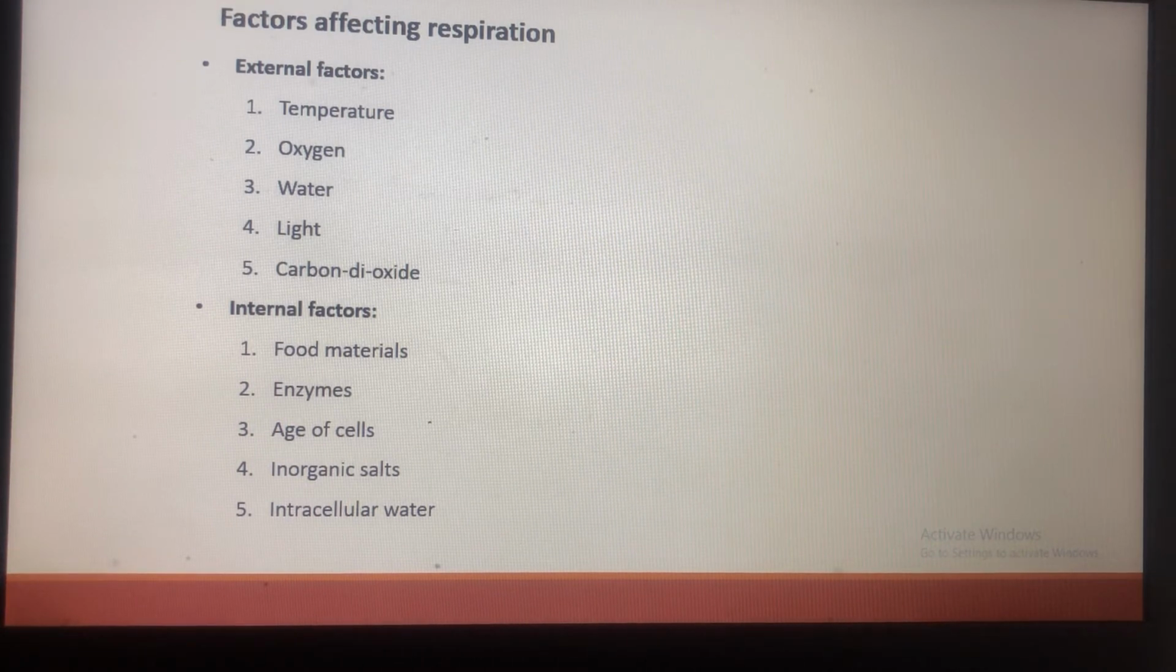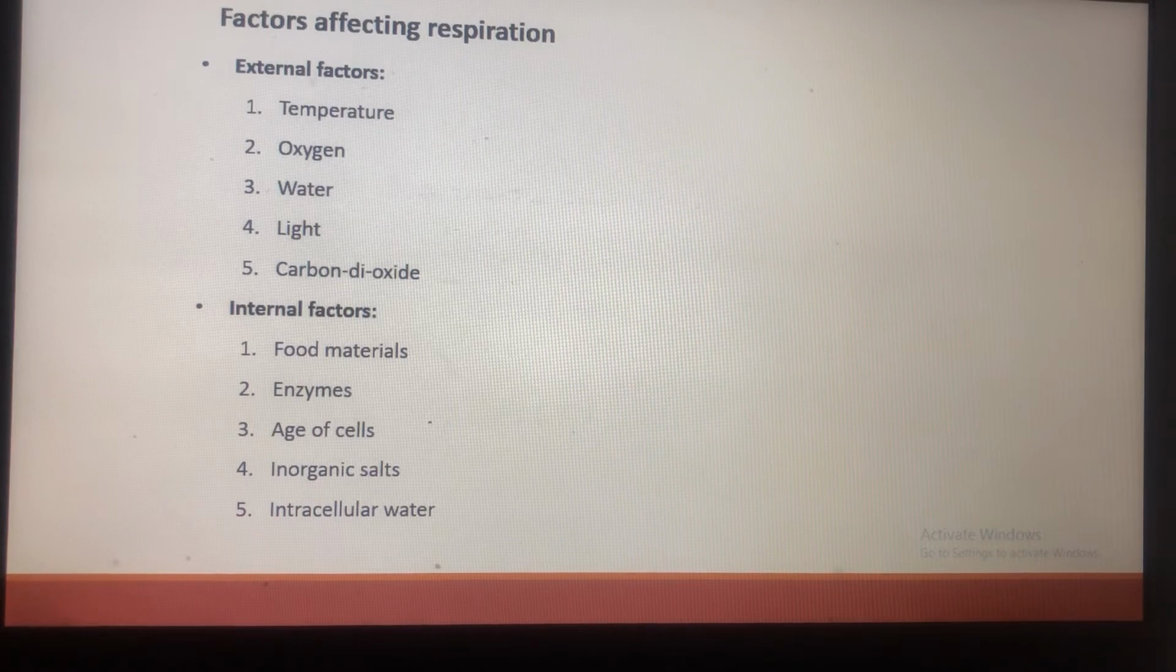Next comes light. Though light is not directly required for respiration, the rate of respiration is higher in daylight. And why is that? Because of the exchange of gases: the carbon dioxide produced during respiration needs to be exchanged with oxygen so that more respiration can take place. This occurs during daylight because the stomata remain open during daylight. So indirectly, light plays a very important role during respiration.